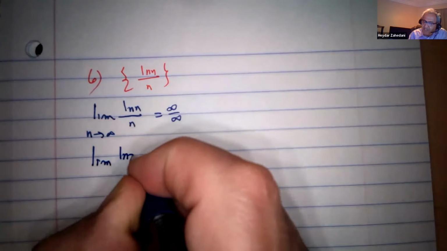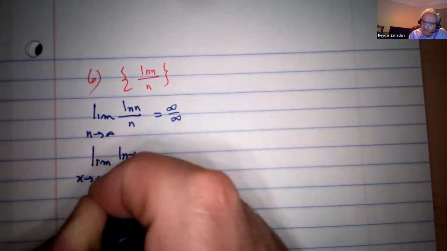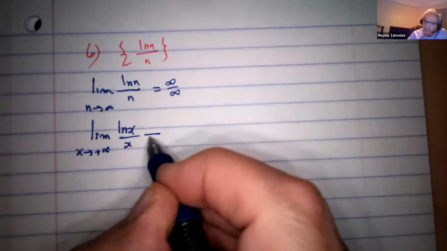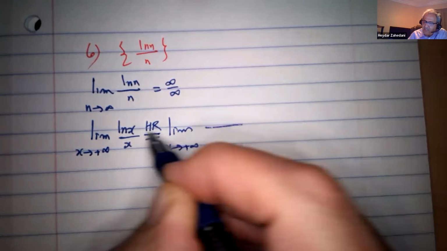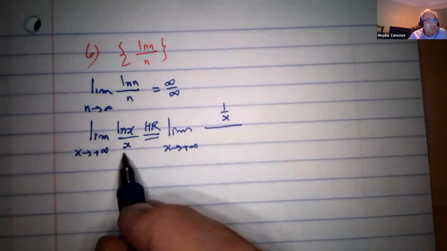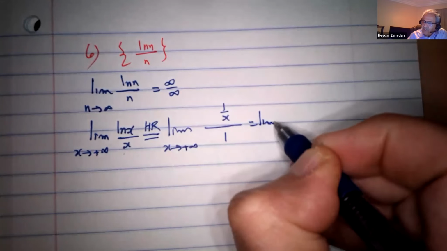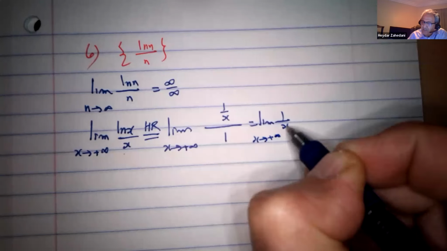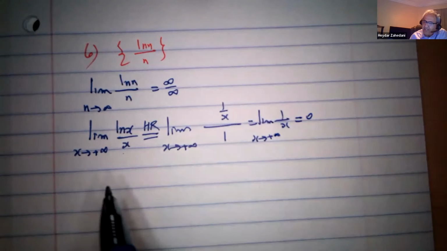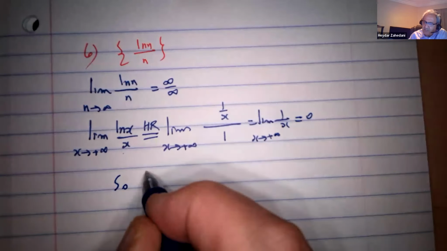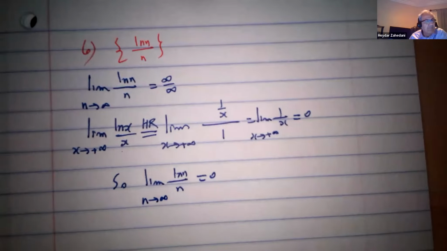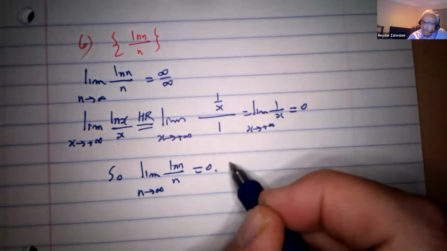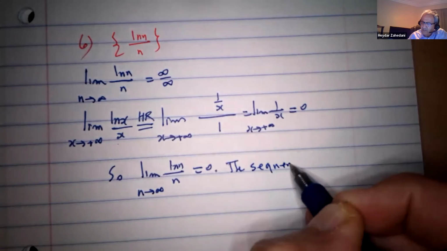So this is how we're going to do it. We check the limit of ln of x over x. If you don't change it to the x, you cannot differentiate it. Now by the L'Hopital rule, it's going to be the limit as x goes to positive infinity of the derivative of the top, ln x, which is 1 over x, and the derivative of the bottom, which is 1. So that gives the limit of 1 over x as x goes to positive infinity, which is 0. So you go back and you conclude that the limit of ln n over n as n goes to infinity is 0, and the sequence converges.